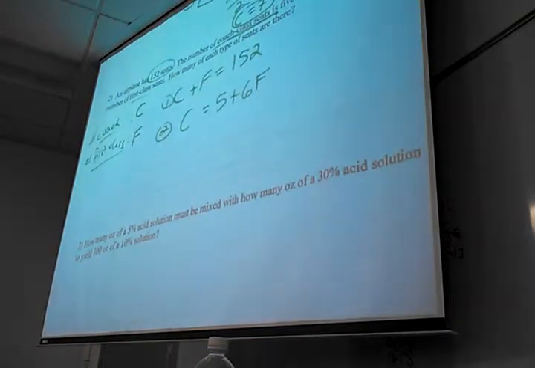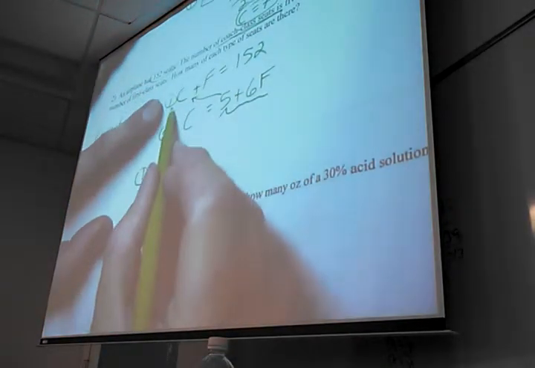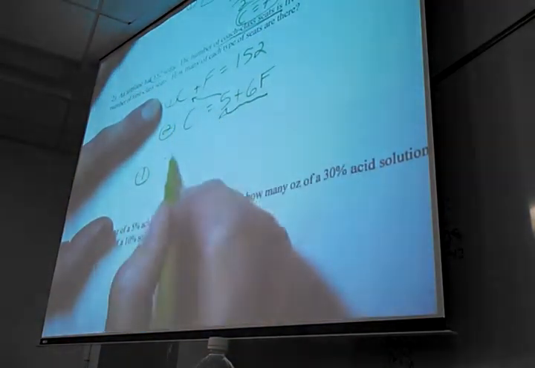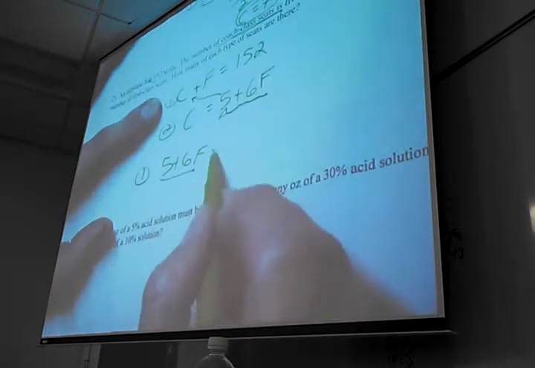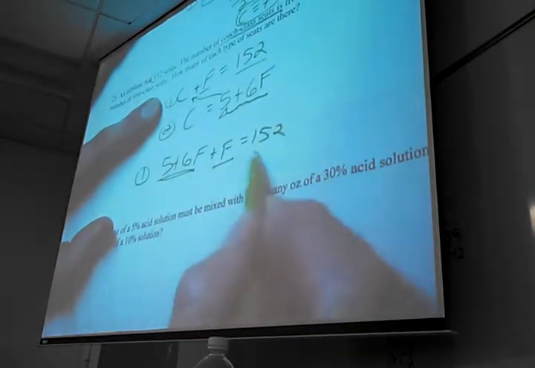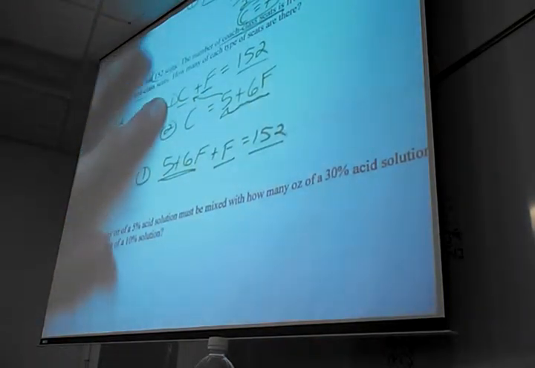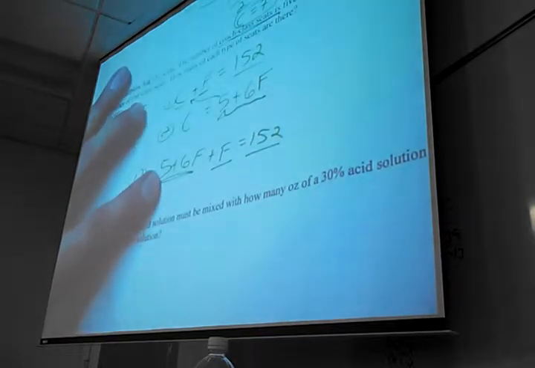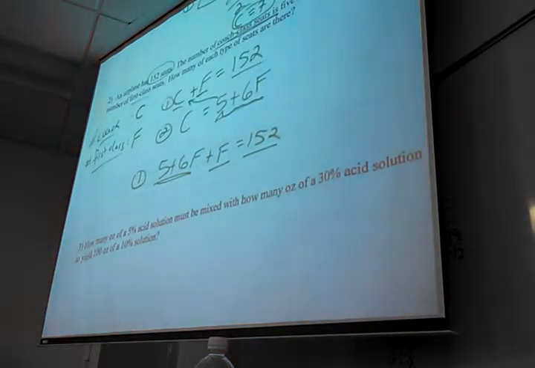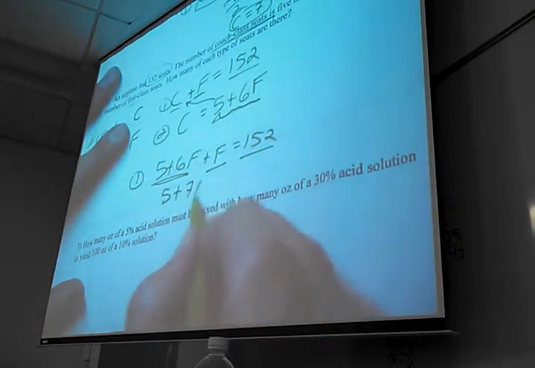Substitution. If I wanted to do elimination, I could certainly subtract the 6F over and do elimination. But this is already set up for substitution. If I take the first one and rewrite it, C plus F is 152, but C is 5 plus 6F. So I just rewrote the first equation, replacing C with what it is. And now I can solve that equation. Five plus 7F equals 152.